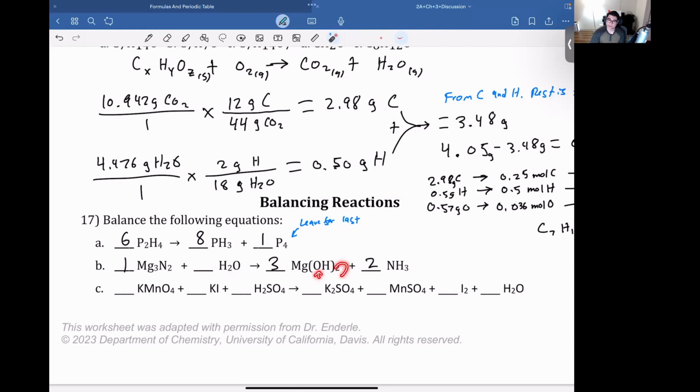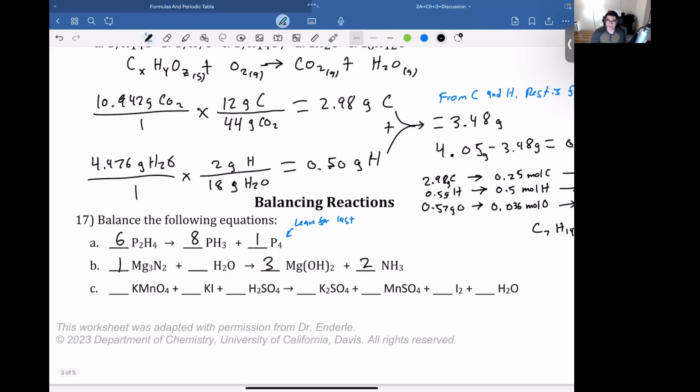1 oxygen, there's 2, then multiplied by 3, right? So 2 hydroxides per molecule, or 2 oxygens per molecule. There's 3 of them, so there's 6, which means I need to have 6 waters on the left. And then this problem's done. So we actually didn't even have to do anything weird.